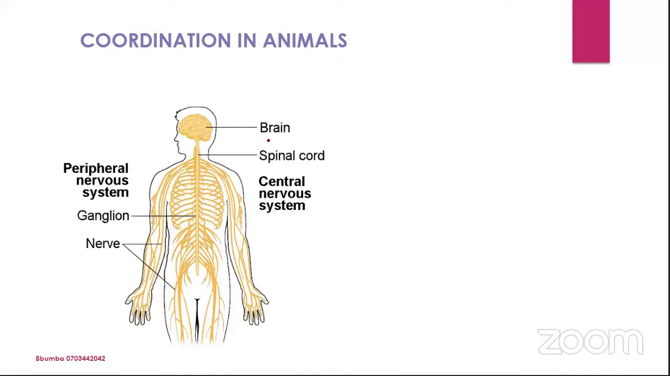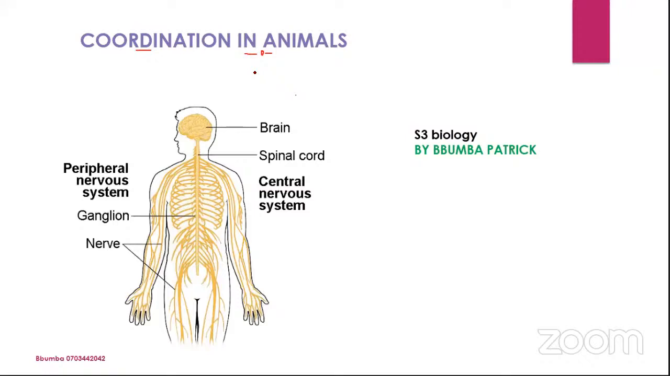Those wires that are in our body, I'll tell you the name for the wires. I'll tell you the different organs that generate this kind of electricity in our body. My name is Teacher Bbumba Patrick, and this is the Senior 3 biology class, and I'm going to take you through this topic of coordination in animals, but mainly focusing on humans. Much as we are humans, we are also animals, so the coordination we look at focuses mainly on humans as animals.